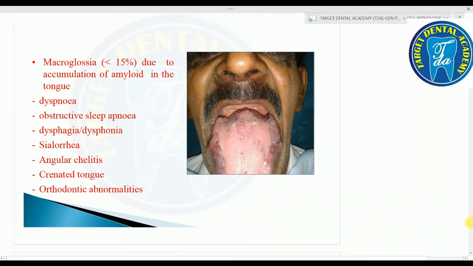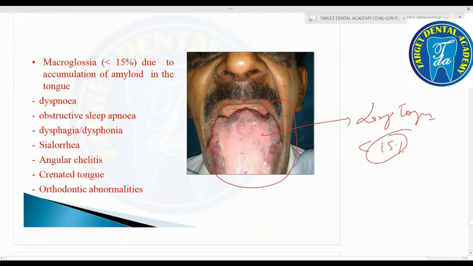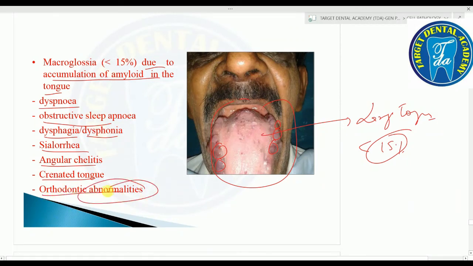Next is macroglossia, large tongue. It occurs in less than 15% of the cases, and it may be due to the accumulation of amyloid in the tongue. It leads to dyspnea, obstructive sleep apnea, dysphagia, dysphonia, sialorrhea, angular cheilitis, the crenated tongue, and orthodontic abnormalities.